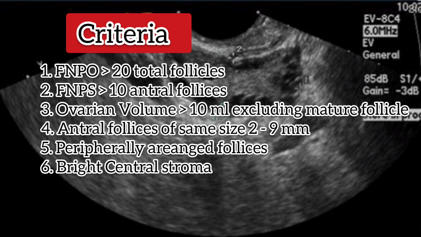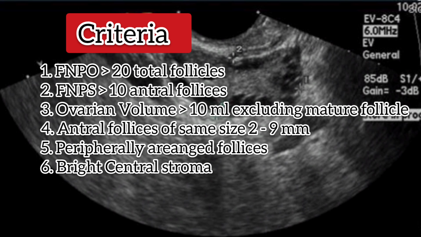But if we go to the antral follicles, there should be more than 10 antral follicles per slice. The criterion for an antral follicle is that it must be 2 to 9 mm and not more than that. The next important thing is the ovarian volume. Ovarian volume must be more than 10 ml, and it should not include the antral follicles.